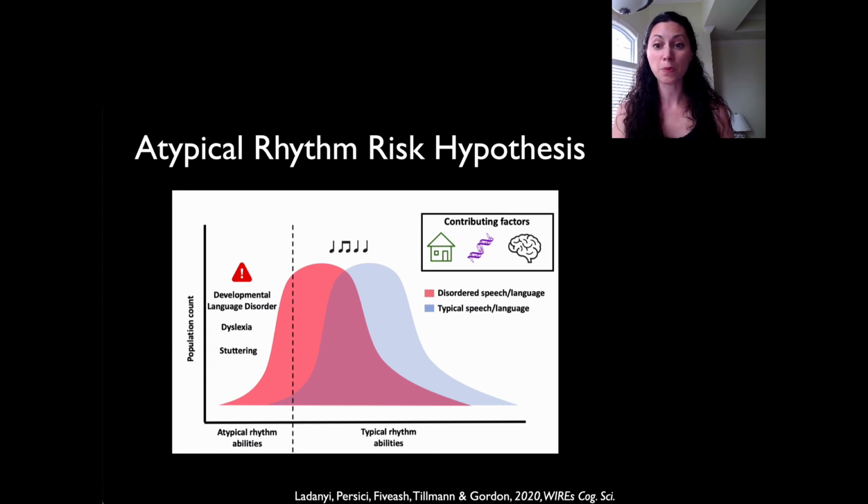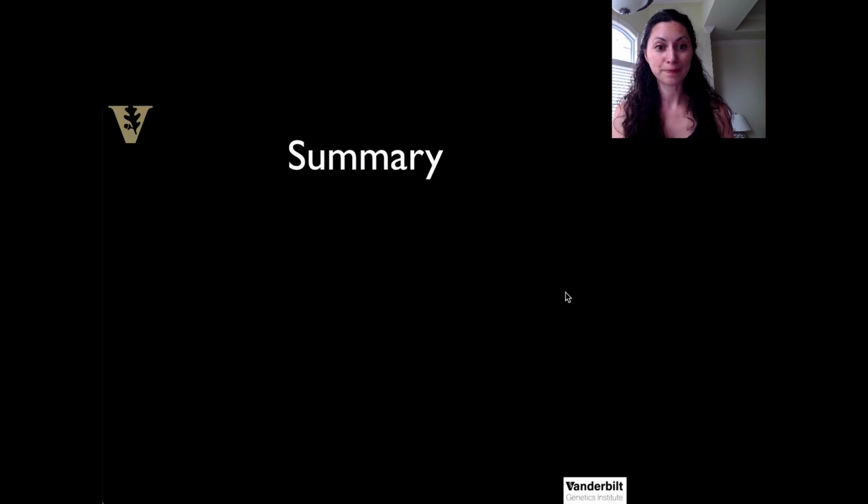And we discuss this prospect in our Atypical Rhythm Risk Hypothesis paper, where we talk about elevated presence of atypical rhythm skills in speech and language disorders such as dyslexia, stuttering, and developmental language disorder. We propose that these associations could be a reflection of genetic pleiotropy between rhythm and speech-language development. So the genetic correlation results that I showed you today are a first form of support for that prediction.